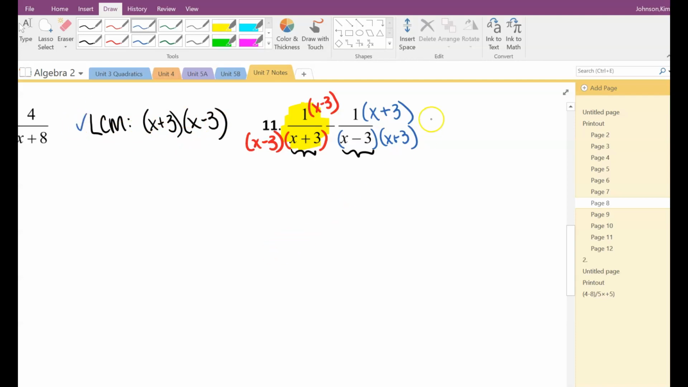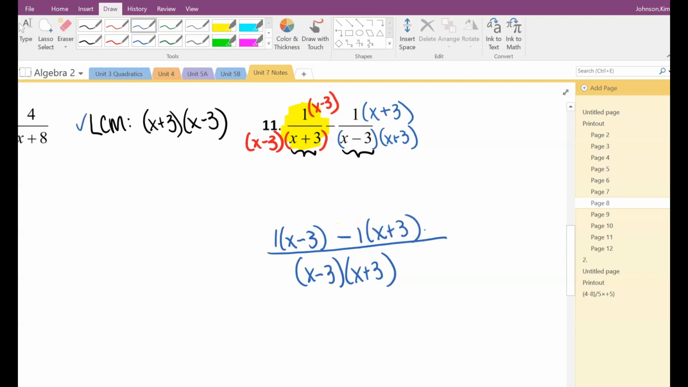So now let's go ahead and rewrite this expression with one denominator. And that single denominator is the expression x minus 3 times x plus 3. And then the numerators are 1 times x minus 3. And I'm subtracting 1 times x plus 3 from that.